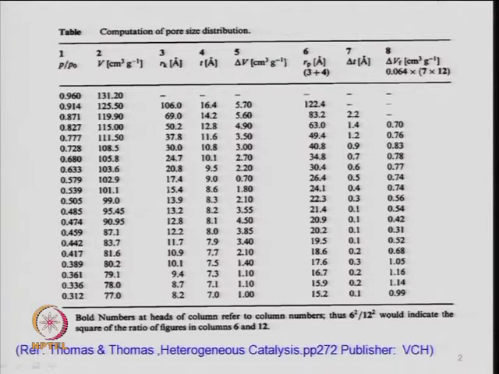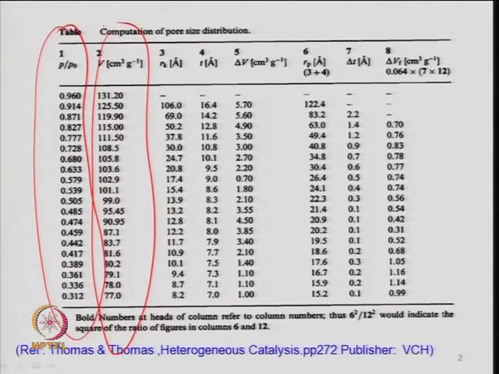So, as I said, we have the data in the form of P by P0 versus volume adsorbed. This is the experimental information which can be determined from the BET experiment. At different pressures, by increasing the pressure to a saturation pressure, the volume of the gas adsorbed is measured and you can plot it, and this can be used to determine the BET surface area also, and average pore radius, average pore size, what I talked about before.